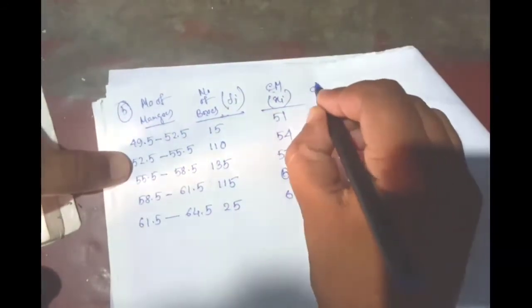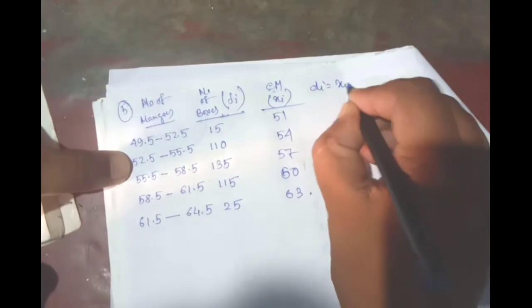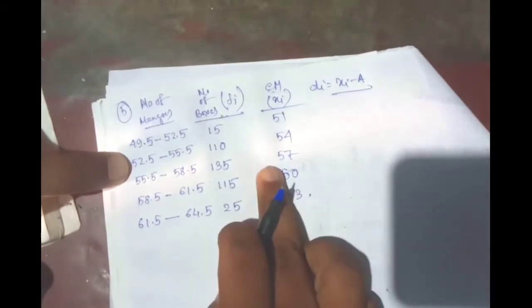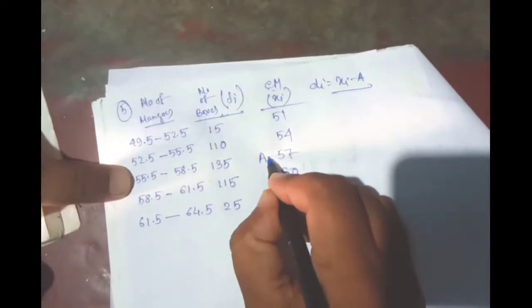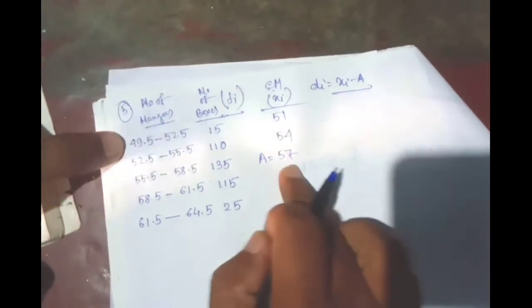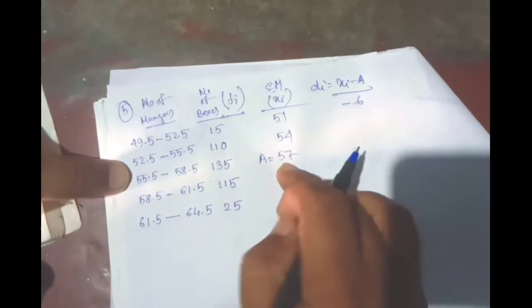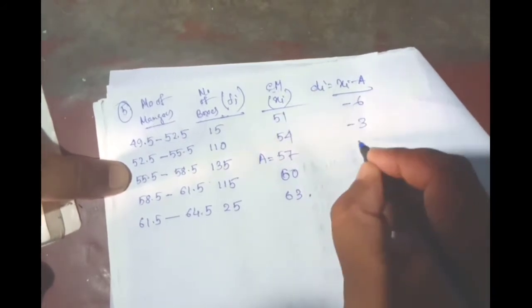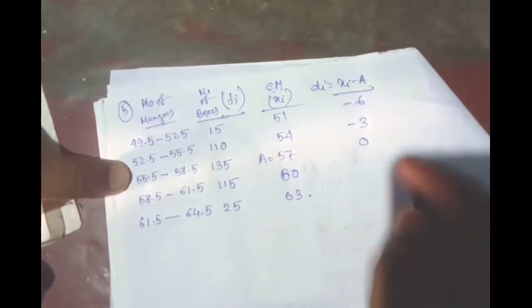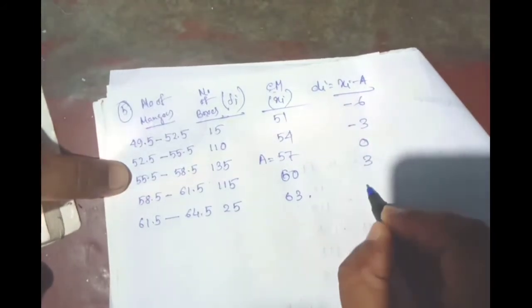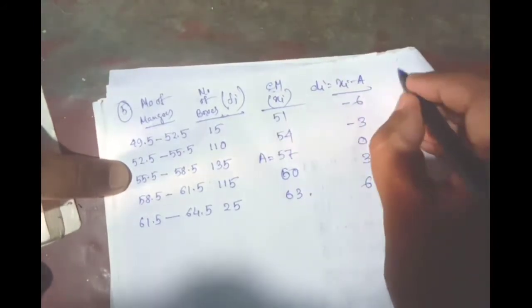Now we have to find DI. DI is equal to XI minus A. So I am choosing my assumed mean is equal to 57. So 51 minus 57 means minus 6. 54 minus 57 means minus 3. 57 minus 57 means 0. This will be plus 3. This will be plus 6. Next FIDI.